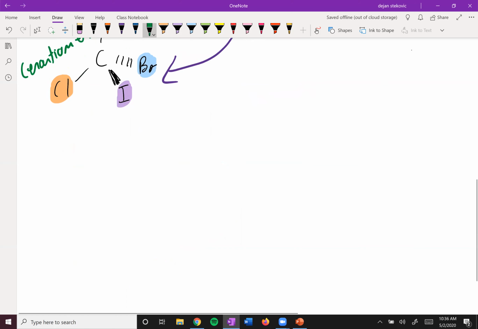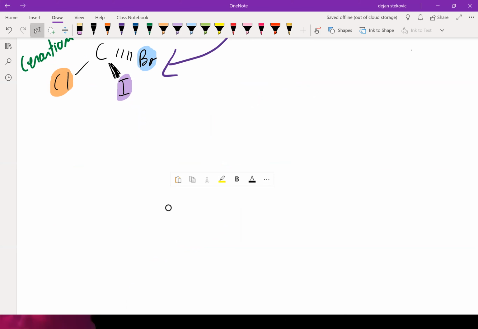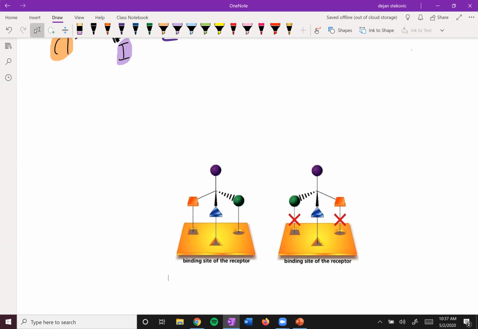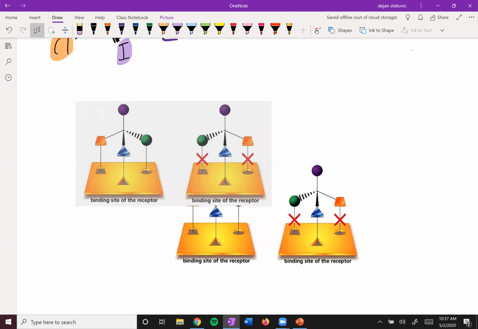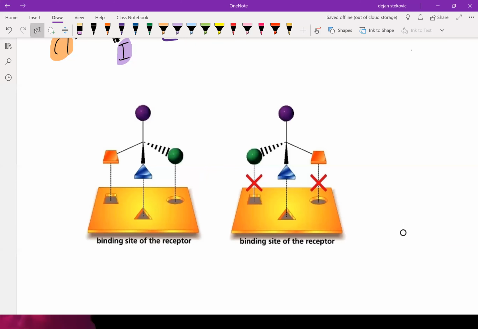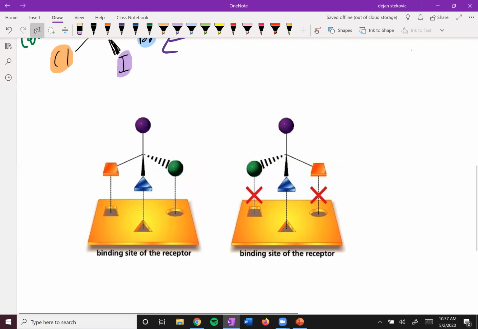This is very important for drug design. A lot of drugs are stereoselective, meaning only one handedness of the drug will work. So a right-handed drug might work while the left-handed one might not. And this is an example down here.